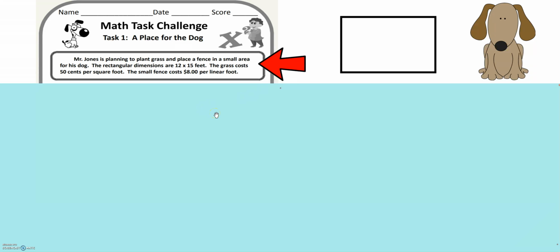Mr. Jones is planning to plant grass and place a fence in a small area for his dog. The rectangular dimensions are 12 by 15 feet. The grass costs 50 cents per square foot. The small fence costs $8 per linear foot.